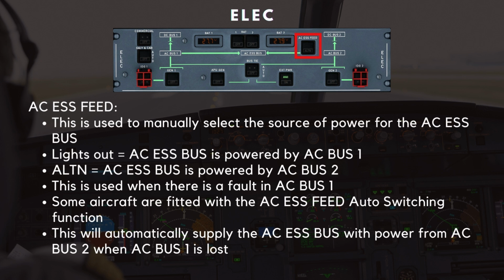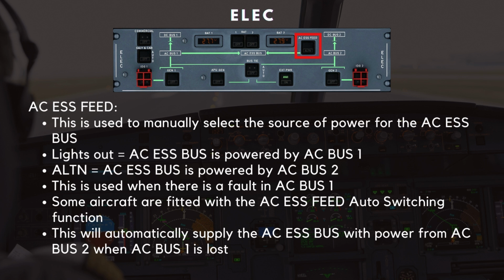The AC Essential Feed push button is next. This is used to manually select the source of power for the AC Essential bus. In the normal lights out position, the AC Essential bus is powered by AC bus 1. When selected to alternate, the AC Essential bus is powered by AC bus 2. This is used when there is a fault in AC bus 1.